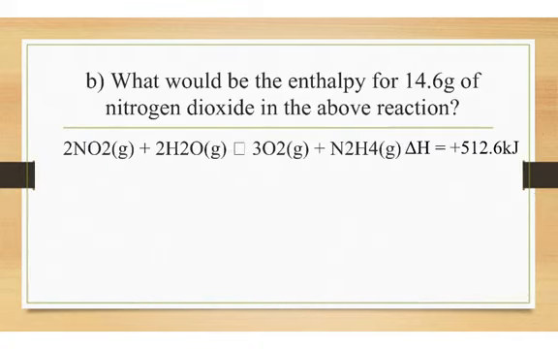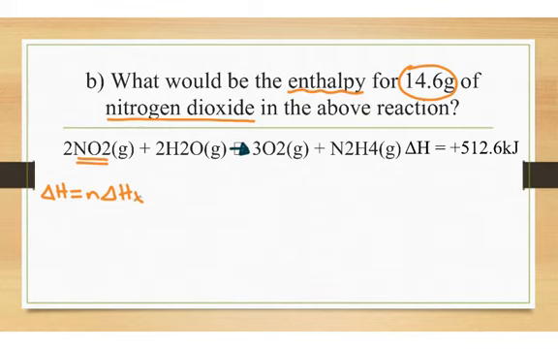Let's do a part B to this same question, and this time I'm looking to find out what would be the enthalpy of 14.6 grams of nitrogen dioxide, which is this ingredient, in the above reaction, above meaning the previous slide. So I'm looking for delta H for 14.6 grams. So I'm going to use my delta H equals n delta HX equation. So I need to find n and I need to find delta HX.